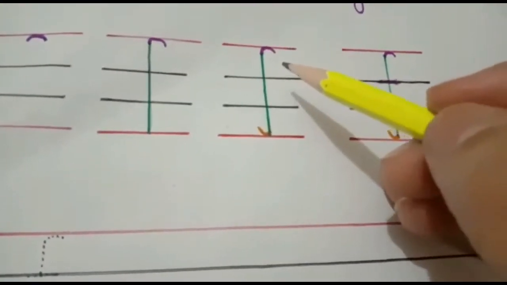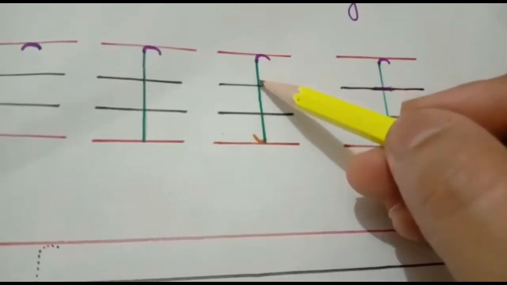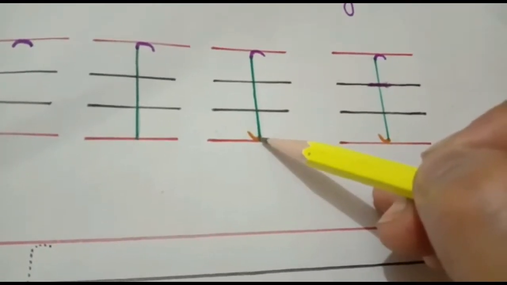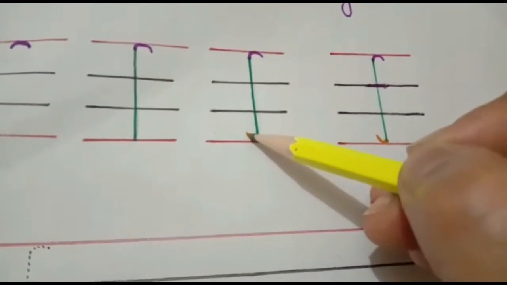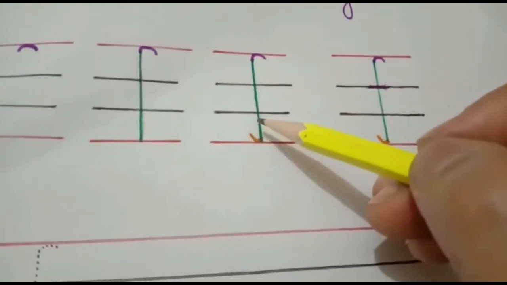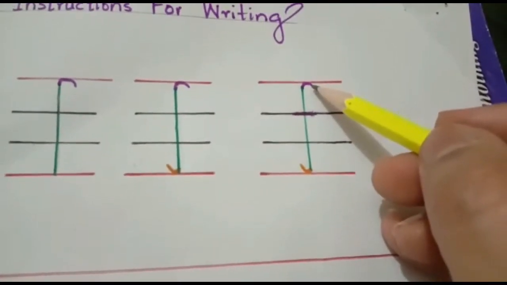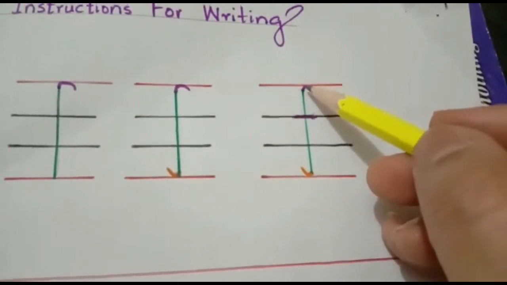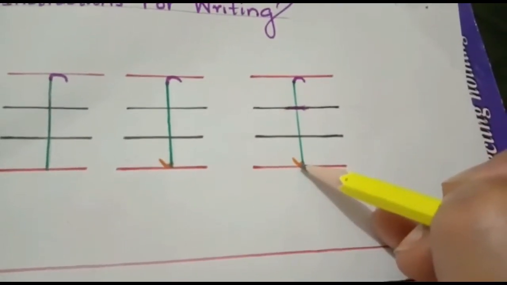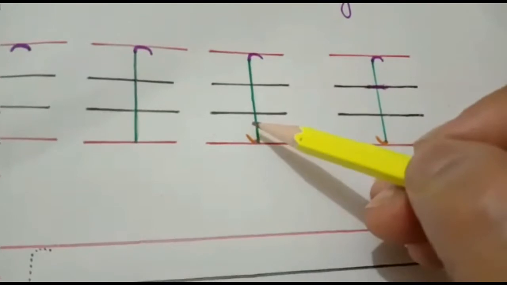Now in the third step, first you will make a curve, little curve with the top line. Then you will make a straight line with it and touch the base lower line. Touch the lower line, and here you will make a little tail and a small loop. Okay. Now in the fourth step, first you will make a little curve with the top line. Now next you will make a straight line with it. Now touch the lower line. Here you will make a little tail or a little loop like this.